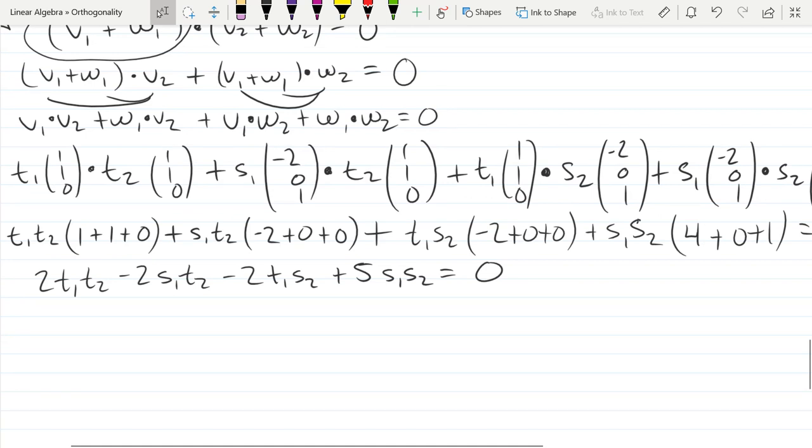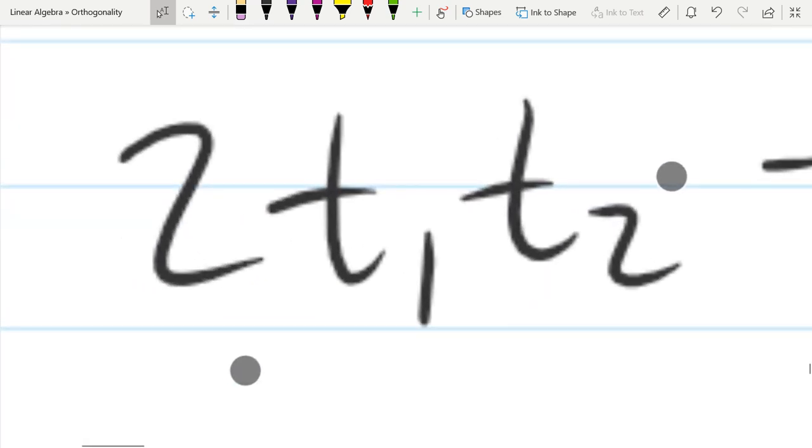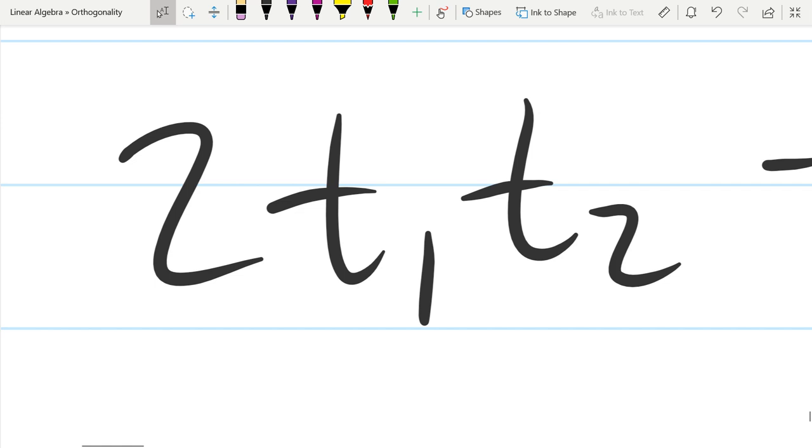What degree are these terms? How many variables are multiplied here? Two. So this is no longer a linear equation. Every term is actually quadratic. So what that means, I won't be able to put it into a matrix and solve it. So we won't be able to use a matrix on this.